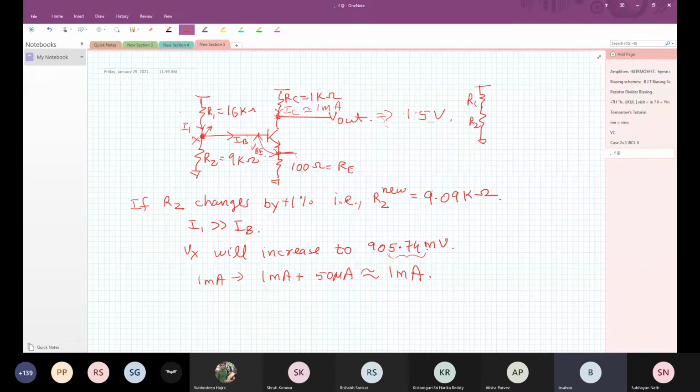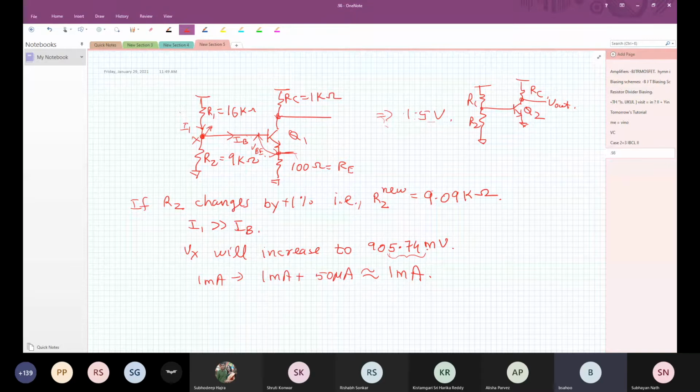R1, R2, like this. Let us compare this scenario like this. V out. Here it is Q1 and here it is Q2. Now let us analyze various scenarios.